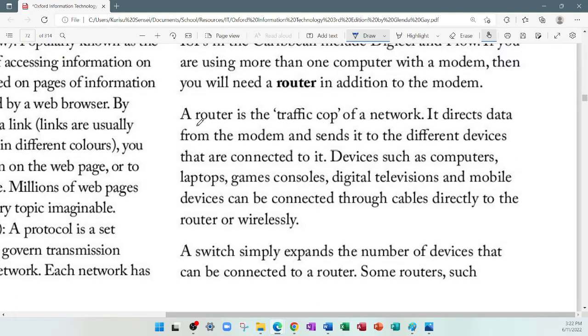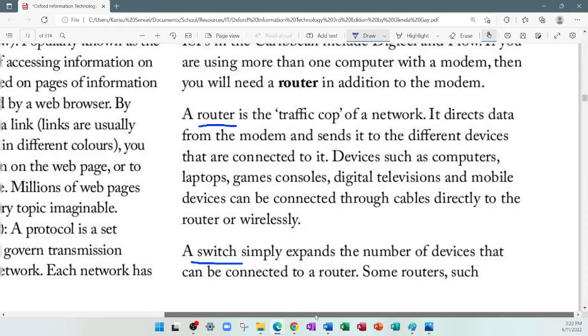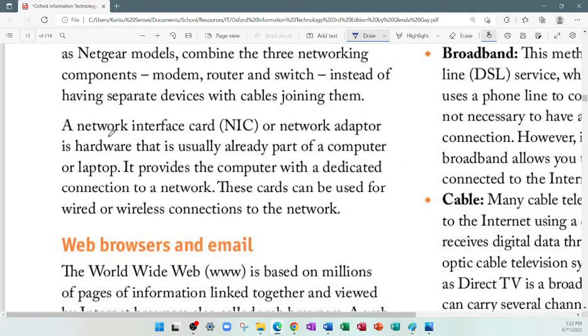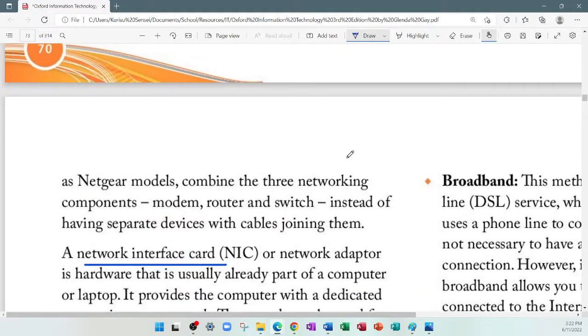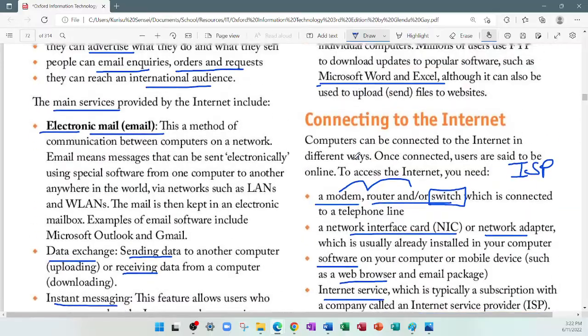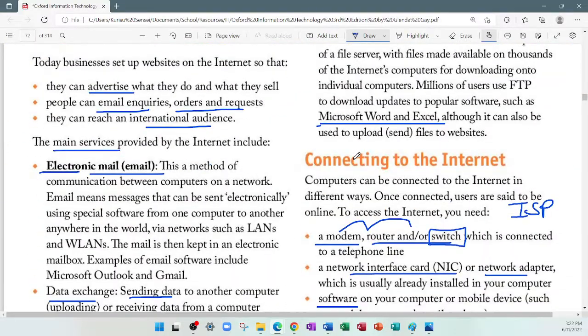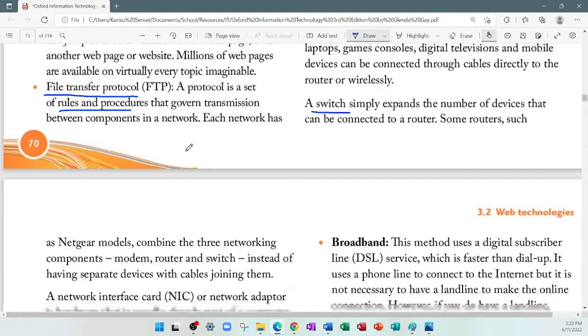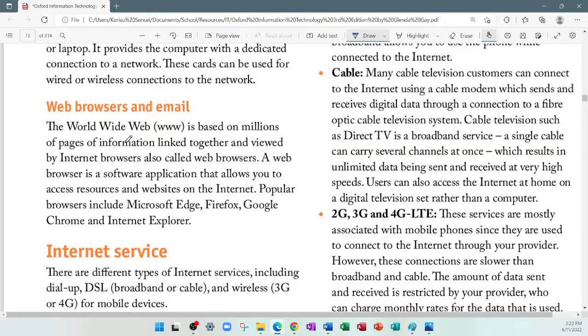Alright, so we already talked about the purpose of the modem, the router. We talked of the purpose of the switch, and we also talked about the purpose of the network interface card there. Good. Are we clear so far? Are we following so far? Yes, sir. Yeah. Great. Remember, once again, if you have any questions, just let me know.